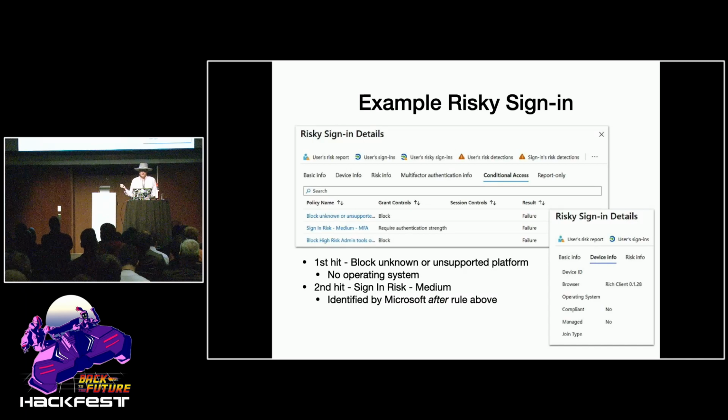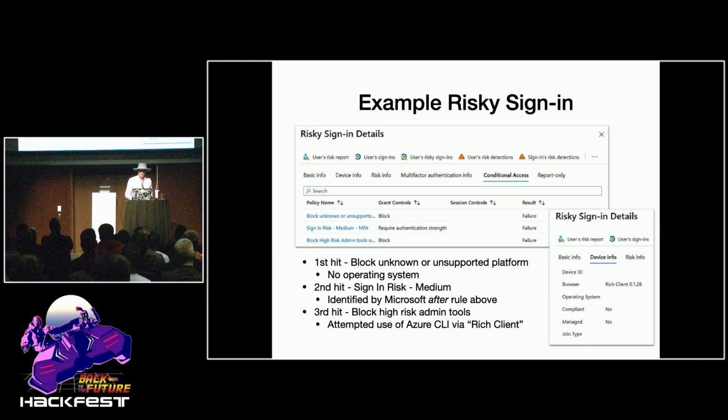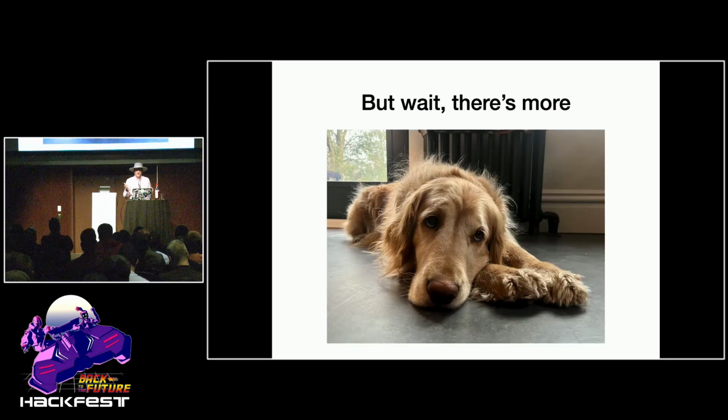The second one was Microsoft catching it as a sign-in risk medium. So great, the attacker got forced to use MFA, which is wonderful, but that was actually the next day. That wasn't the day that the policy actually hit the first time. I'm showing you the second day. So the third hit was high-risk admin tools being caught. So two policies that we've created have actually caused an attacker not to be able to get into the environment because they were trying to use the Azure CLI via a rich client from an unknown operating system. And there's always more.